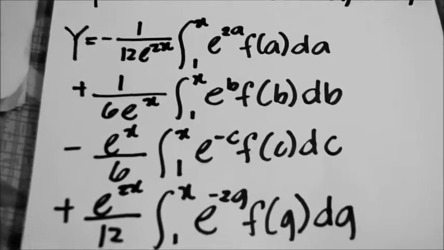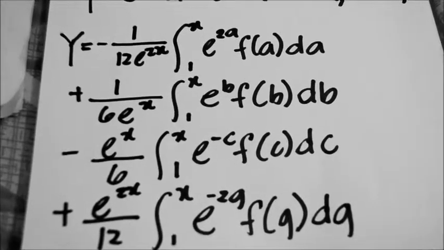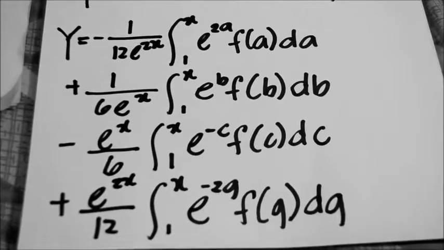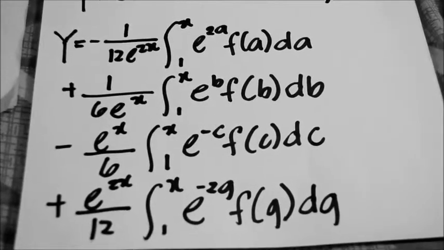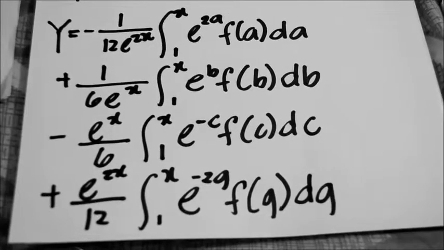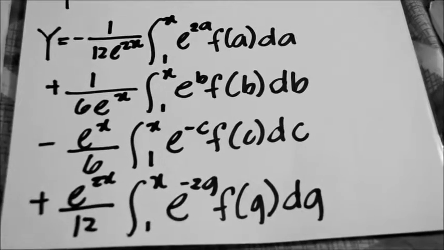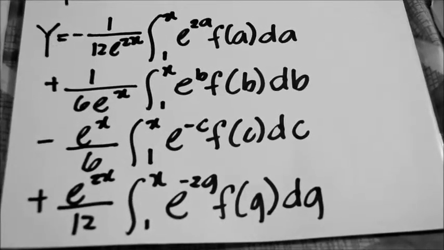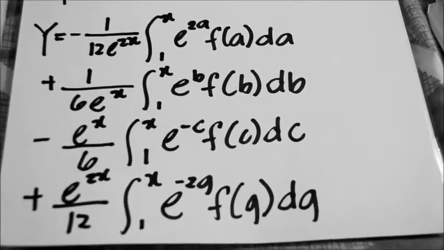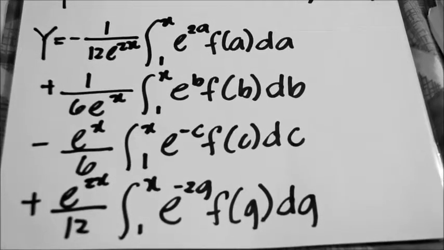y equals negative 1 over 12 e to 2x times integral e to 2a f of a da from 1 to x plus 1 over 6 e to the x times integral e to the b f of b db from 1 to x minus e to the x over 6 times integral e to the negative c f of c dc from 1 to x plus e to 2x over 12 times integral e to negative 2g f of g dg from 1 to x.